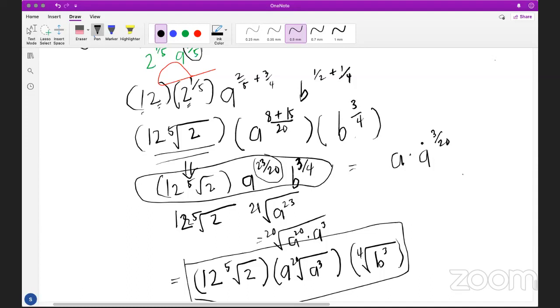So kapag naka-express siya in rational exponents or fractional exponents, ipagsasama mo lang siya. Pero kapag naka-radical ka, pwede mo siyang ilabas. Though technically they are equal. So, depende na lang rin sa choices. Itong nandito is simplified version ng nandito. Pero kapag radical yung hinahanap, then you have to separate them.